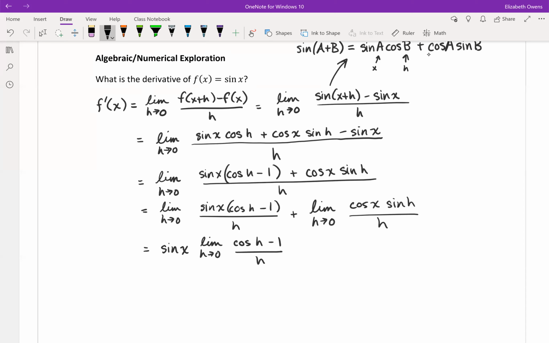Then in our second limit here, we'll have a similar situation with cosine of x. As h approaches 0, cosine x doesn't care. It doesn't have an h in it, so we get to bring it out of the limit, because it is multiplying the rest of those terms that involve h. So we have cosine x times the limit as h approaches 0 of sine of h over h.